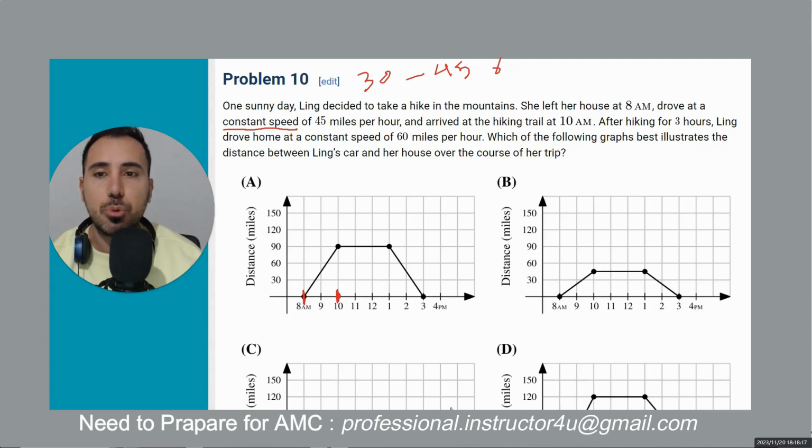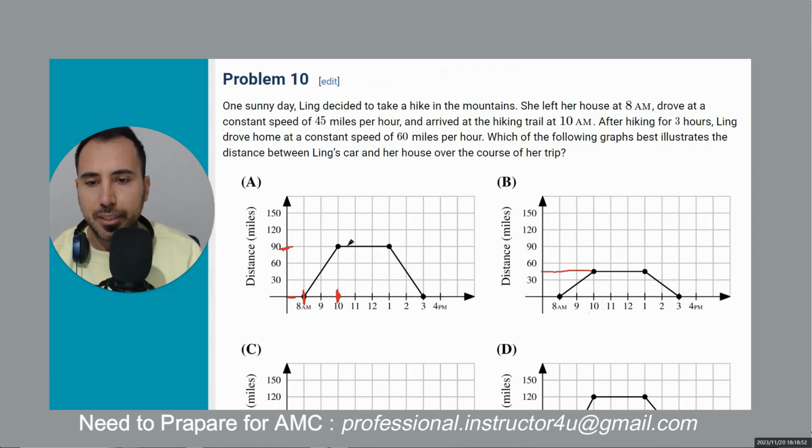And here it says 45 miles per hour. In 1 hour, 45. In 2 hours, 90. So that's why we go from 0 to 90 over here. But this one, for example, is 45 for 1 hour, so definitely this one is wrong. After hiking for 3 hours, that means she arrived at her destination. She's spending some time walking.